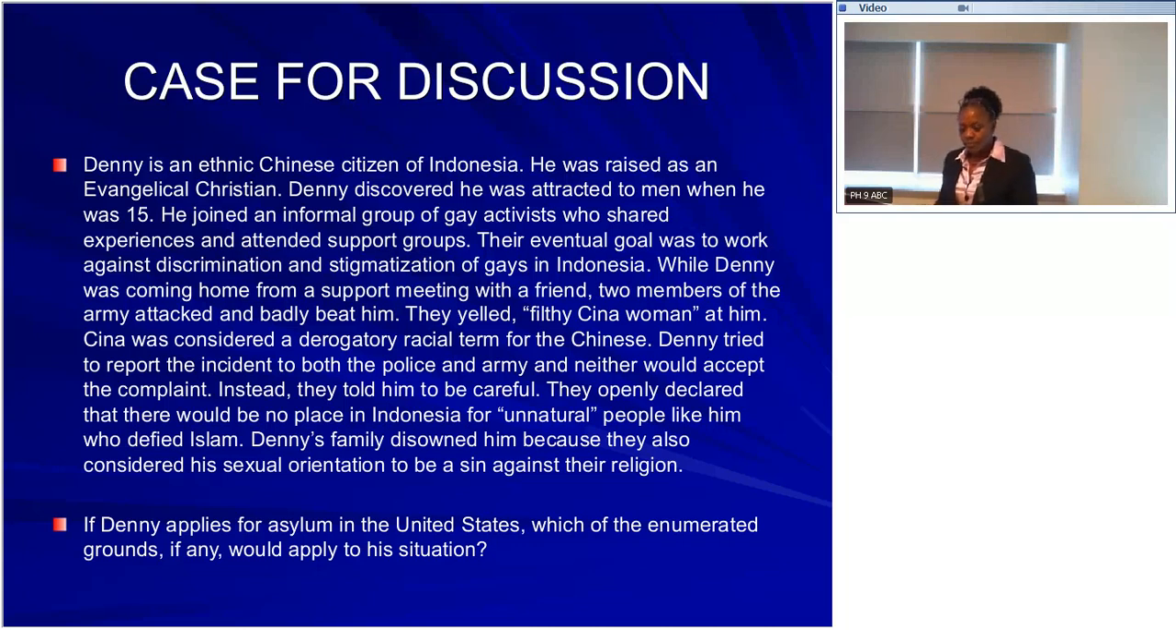I would say that the political opinion would be around the fact that he's an activist trying to change laws, but the actual act of persecution was done on the basis of his orientation. So then I would seek to classify him under social.